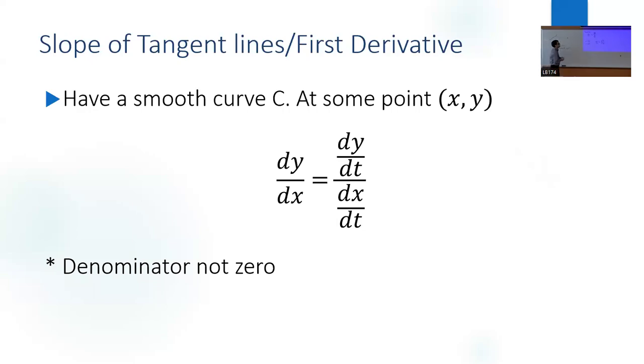Now, in order to have the derivative at a point, we need to make sure we have a smooth curve. So we need to make sure that our curve is differentiable. And we need to make sure that our derivative of x with respect to t is non-zero because we don't want to divide by 0.